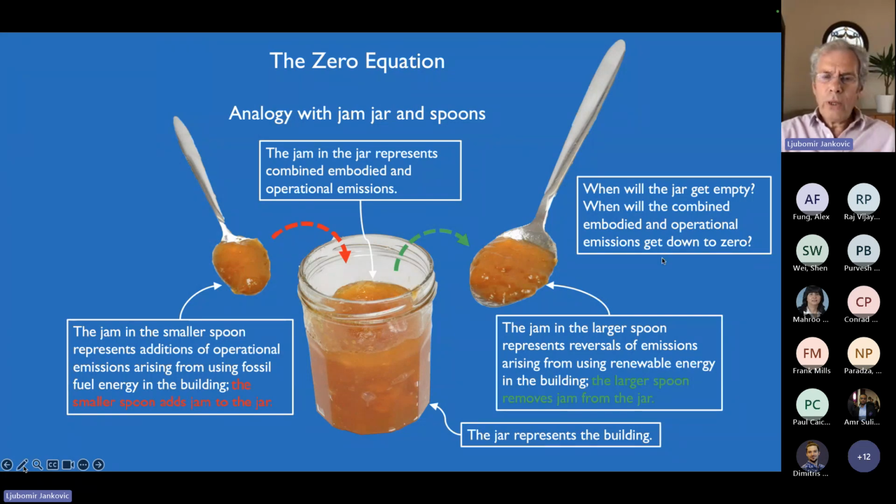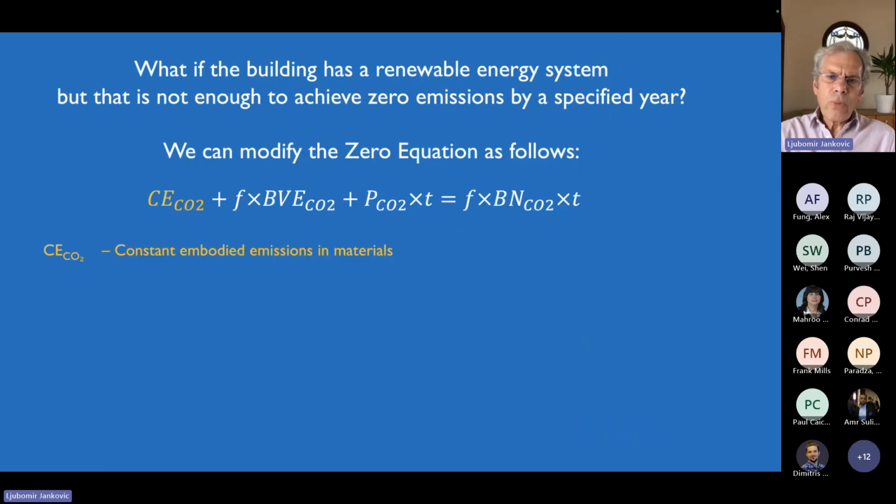What we need to do is take both spoons and at the same time, with the left spoon, put jam in and take a bit more jam out. And depending on how many times we do that simultaneously, that'll be the number of years that will elapse until we reach zero. So this is a conceptual representation of the zero equation.